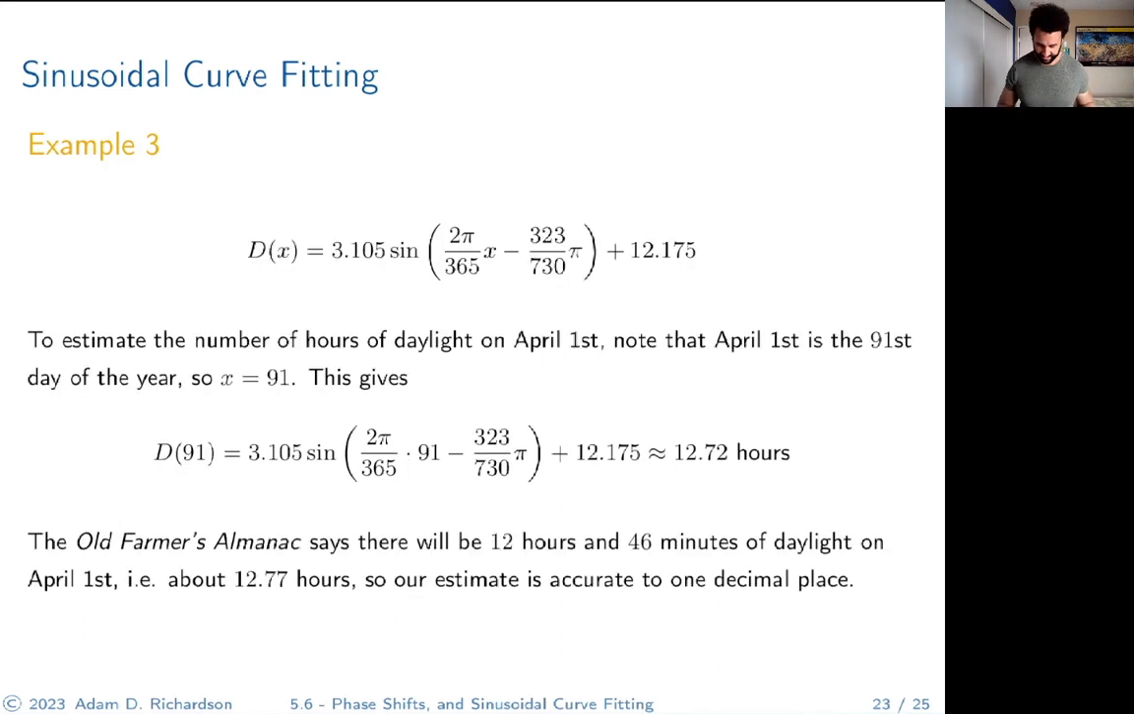If we want to know how many hours there were approximately on April 1st, we're going to plug in x equals 91 for our function. So we're going to evaluate our function at the 91st day. You substitute 91 for x, and then use a calculator, and you will get that there were approximately 12.72 hours on that day of the year.